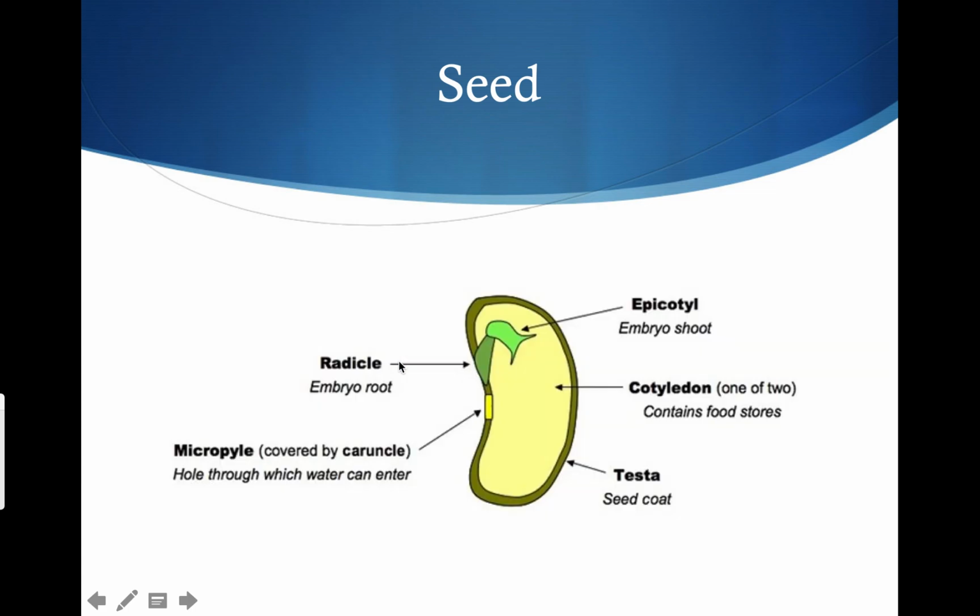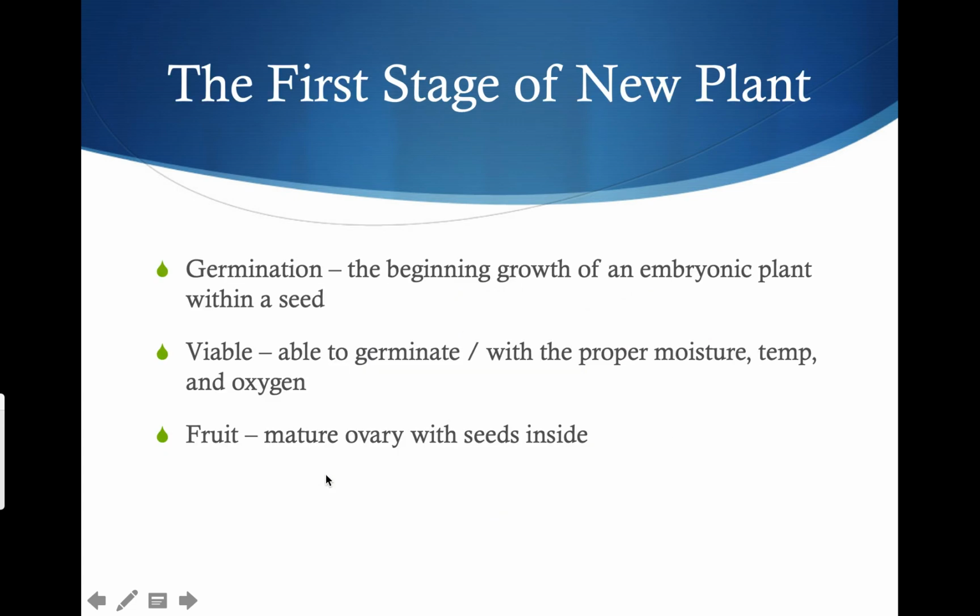Okay. Another picture. You've got the radicle, the root, the epicotyl, the little leaf. The cotyledon is food storage, and you've got the seed coat. Okay, very important to understand different parts of the seed.